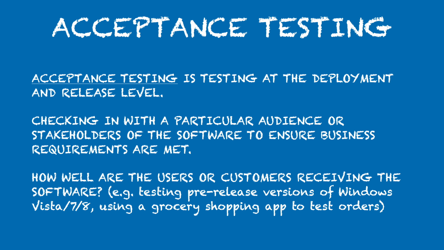Acceptance testing is where we're eventually getting the final draft into fruition. So it usually is concerned with the deployment or the release phases. Here we look if a particular audience is satisfied with the product, or particular stakeholders in general are satisfied with the product, so that the business requirements are met. So something you can think about is if the users or customers are happy receiving the software.